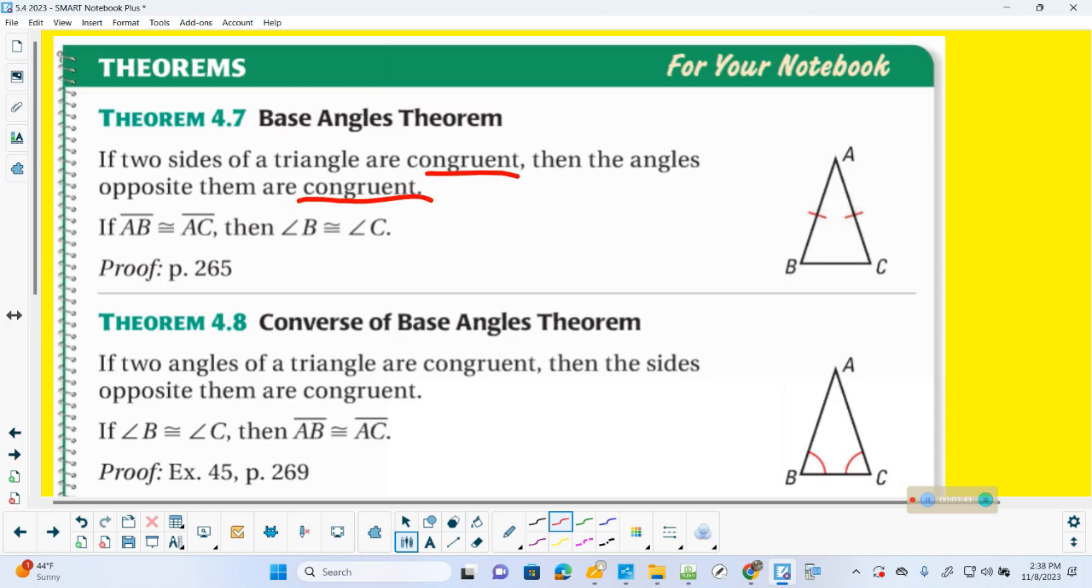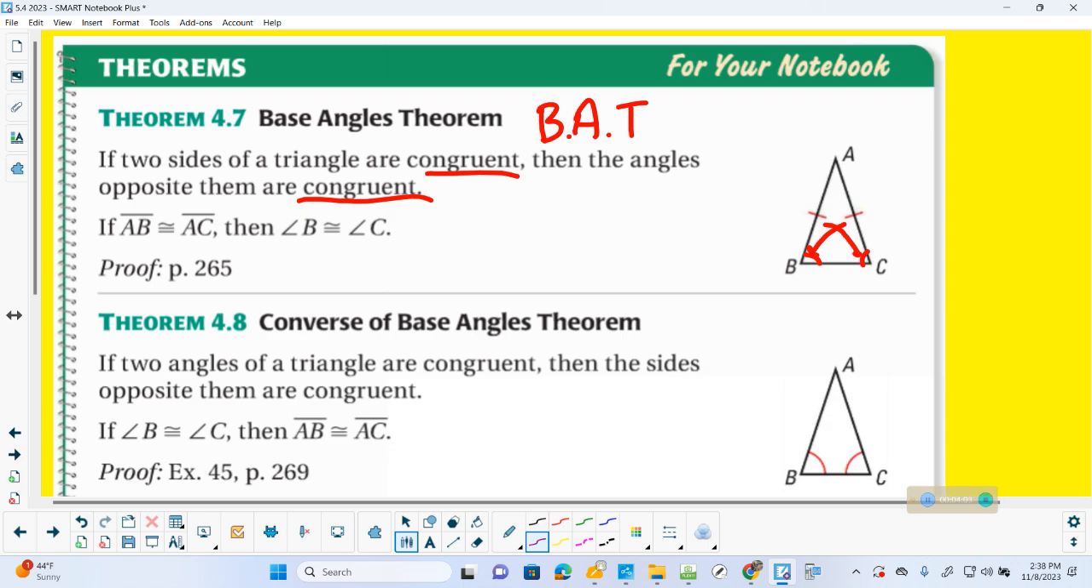So again, you've got your congruent sides. So opposite is this angle, opposite of this one. So these guys are congruent. Your base angles are congruent. And you can abbreviate this. We're going to use it in our proof today. Base angle theorem. All right, flip the page, because the converse is on the next page. Just couldn't fit it all on the same page.